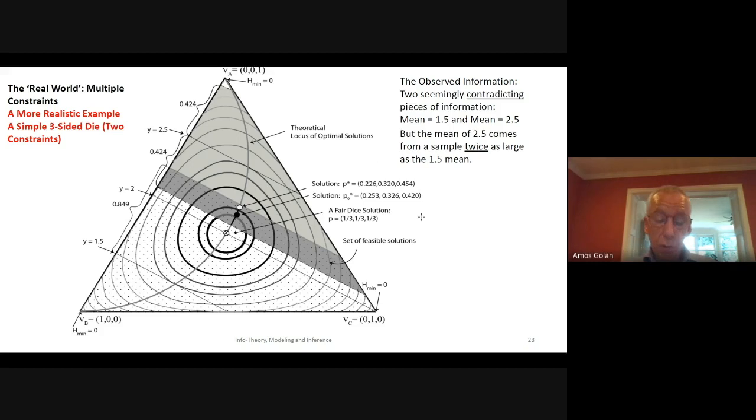Now, this is a very simple example, but it represents the case that we often have information that could be a little bit or seemingly contradicting.